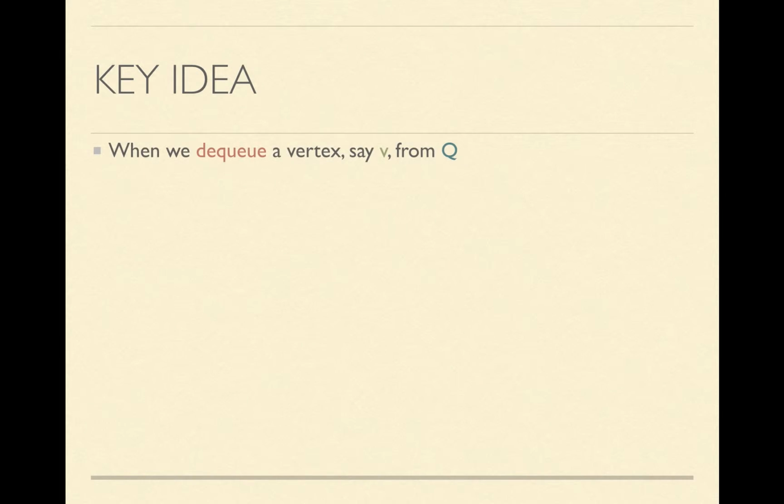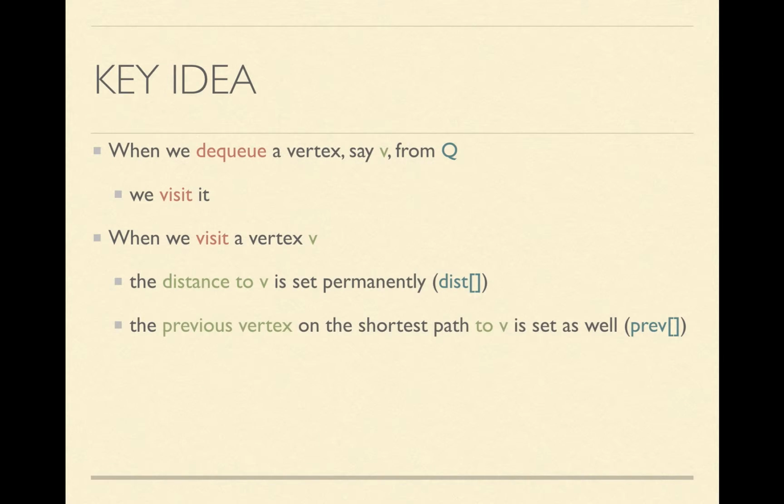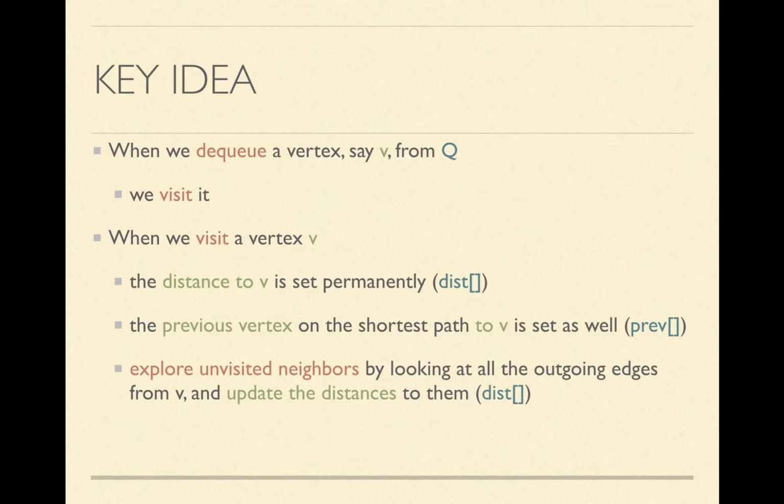We visit a vertex when we dequeue the vertex from the priority queue. During the visit, we set the distance and the previous vertex permanently. We then explore its unvisited neighbors and add them to the priority queue or update their keys. Note that we only need to explore neighbors that haven't been visited yet.